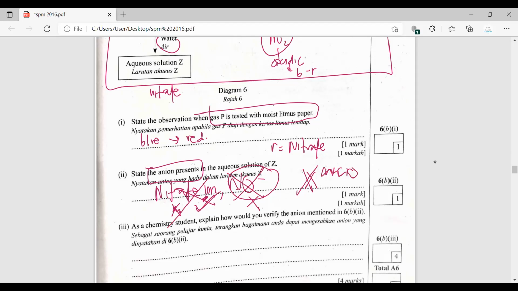So in the exam, don't write extra that you're not asked to do. If you're only asked to state, you can state. You can put nitrate ion, you can put NO3 minus. If you don't know, leave it.